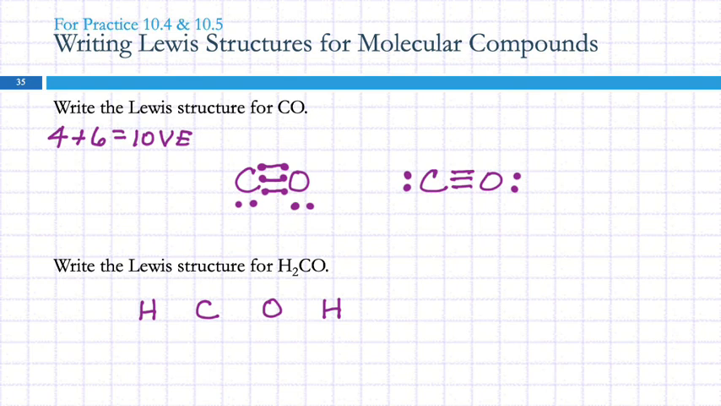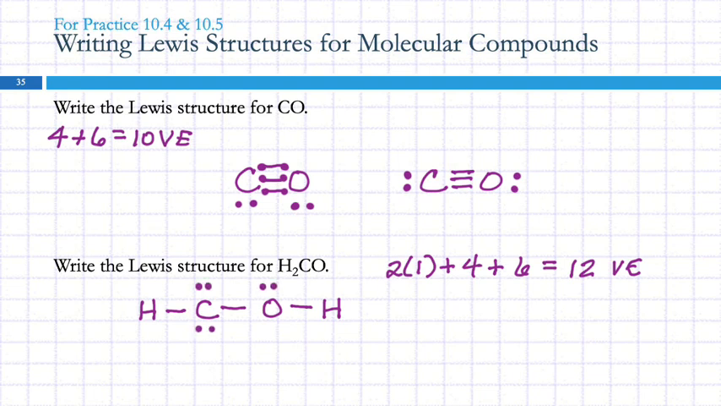And again, we need to count up the valence electrons. I have 2 hydrogens, they each have 1 valence electron. I have 4 valence electrons from carbon and 6 valence electrons from oxygen, so now I have 12 valence electrons. I'm going to put a single bond between each of these guys because they have to be connected. So now I'm going to start counting to 12. So I've got 2, 4, 6, 8, 10, 12. I'm done. Ran out of electrons, but oxygen isn't happy.